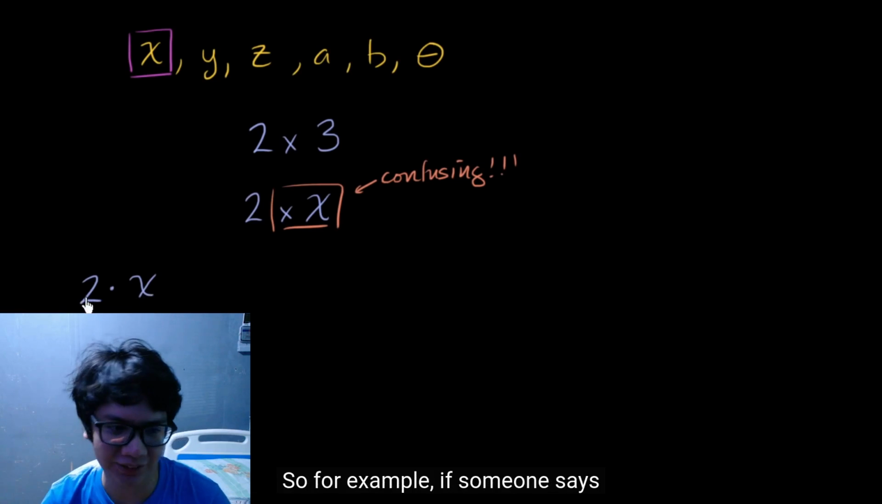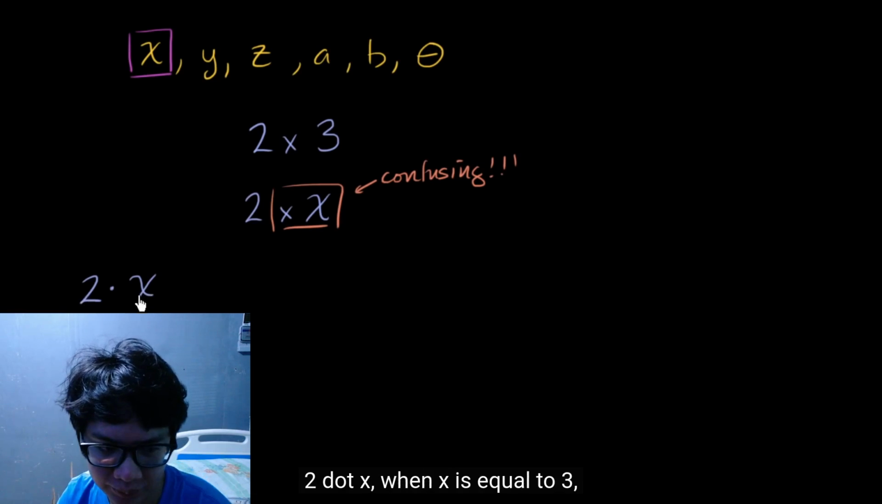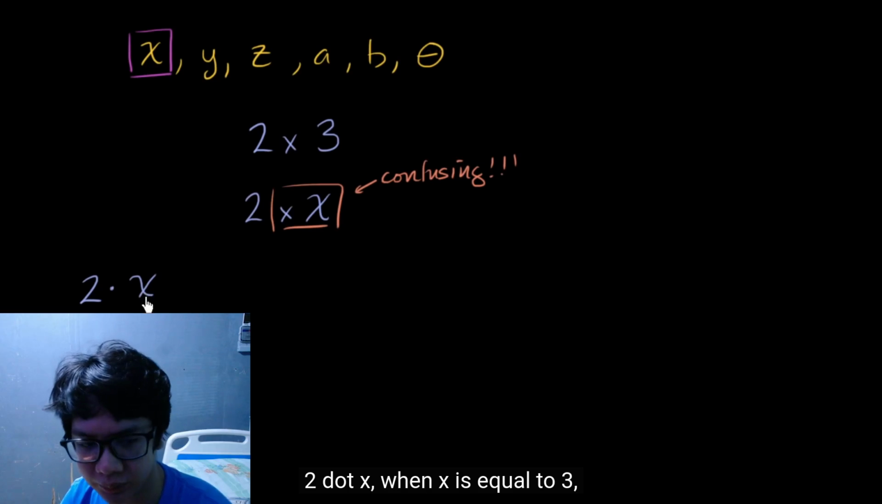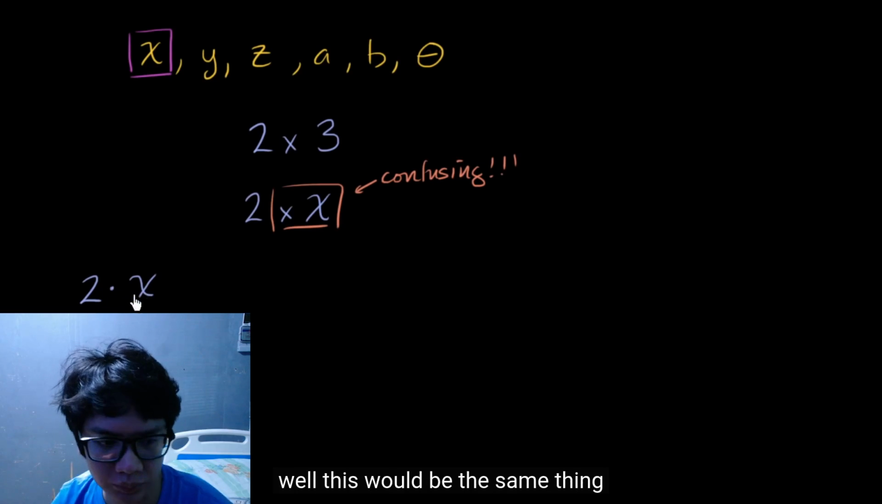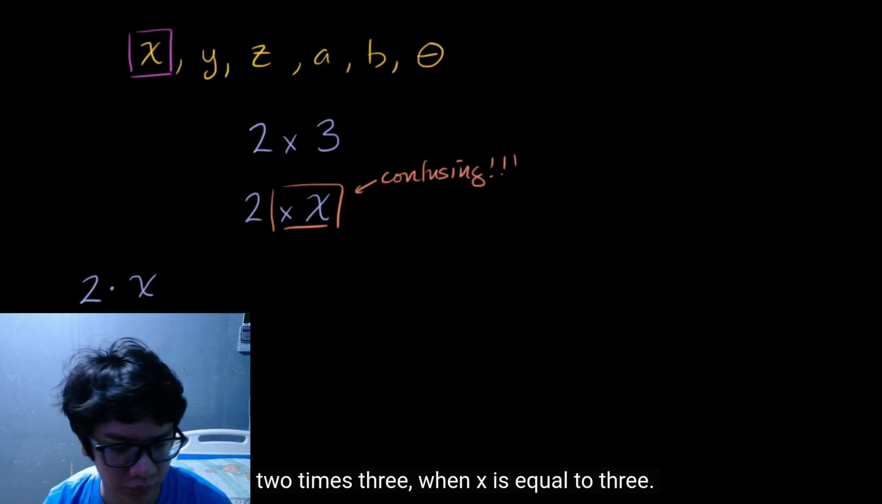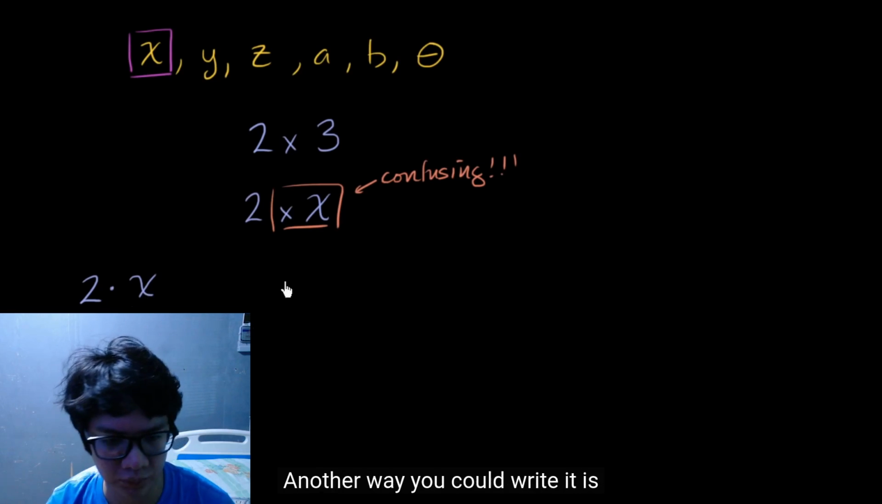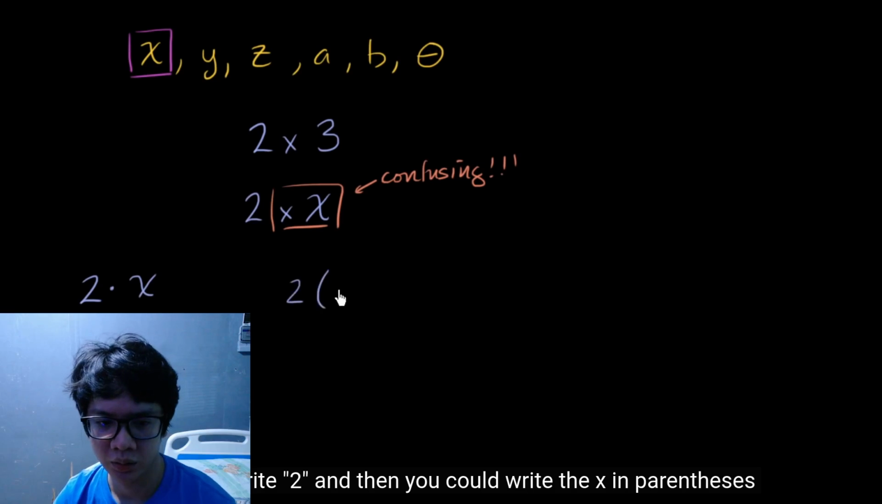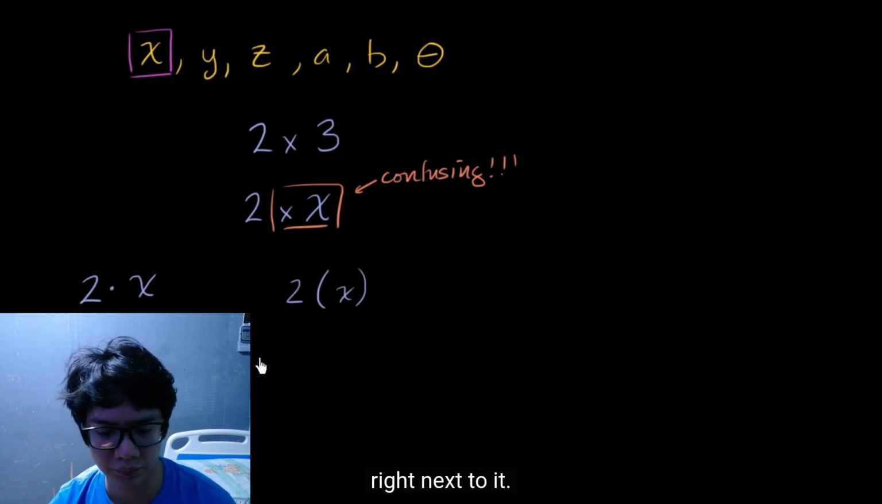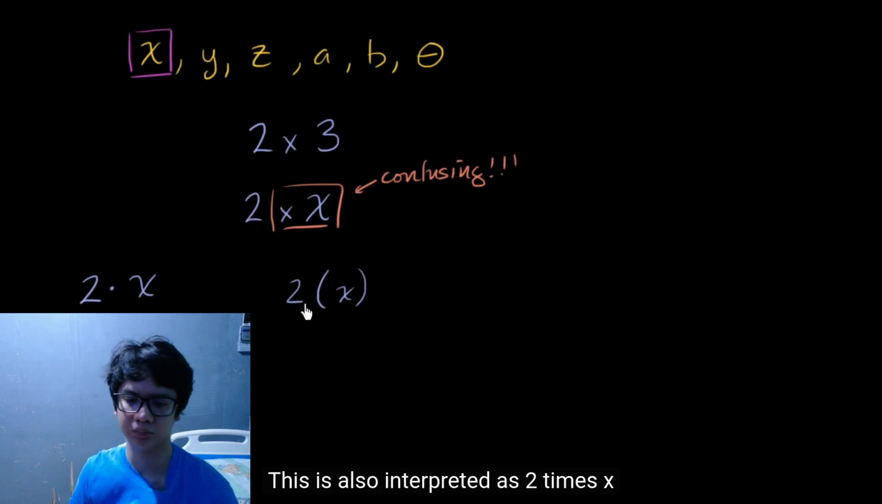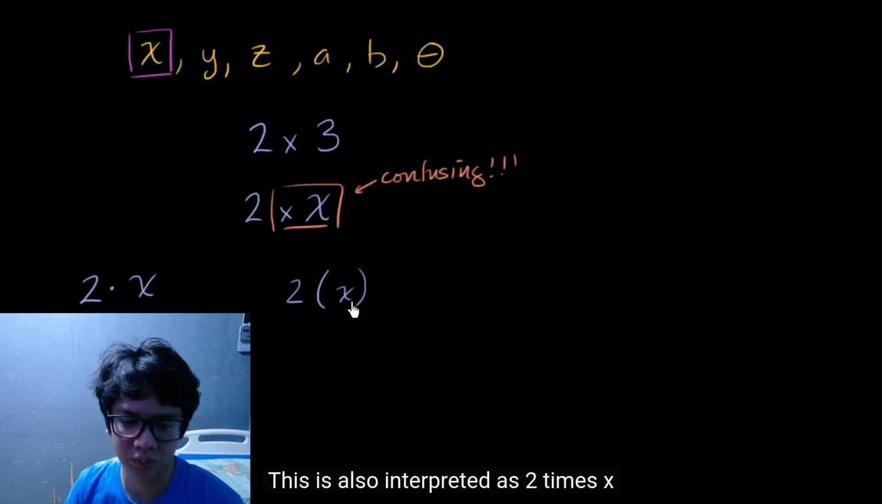So for example, if someone says 2 dot x, what is 2 dot x when x is equal to 3? Well, this would be the same thing as 2 times 3 when x is equal to 3. Another way that you could write it is you could write 2, and then you could write the x in parentheses right next to it. This is also interpreted as 2 times x. Or just 2x.